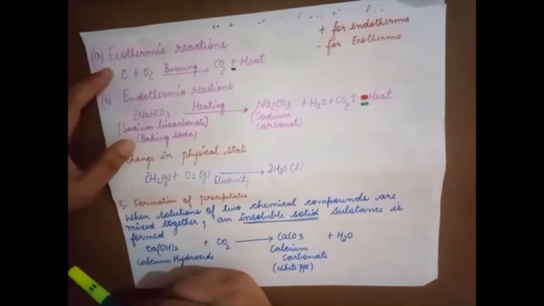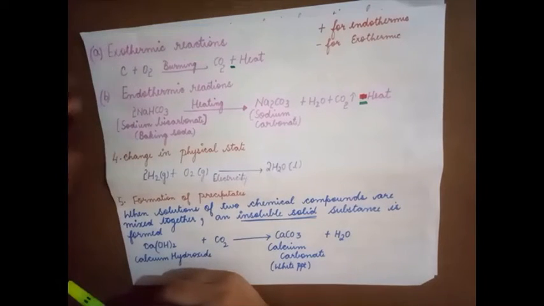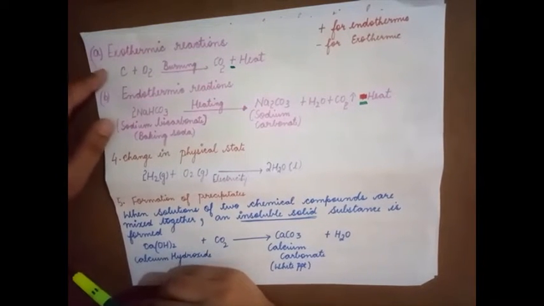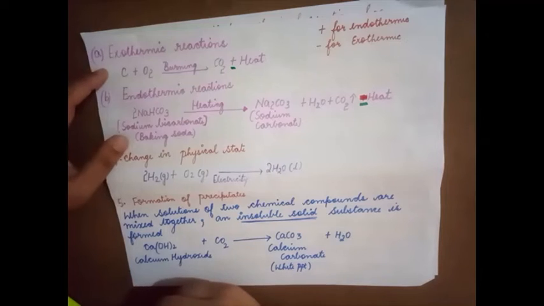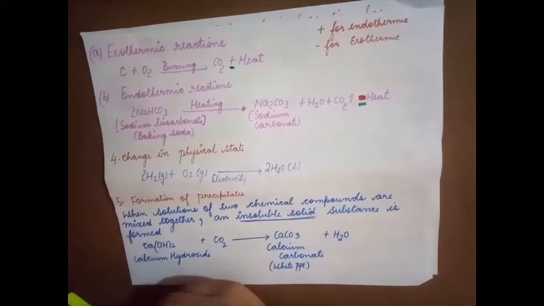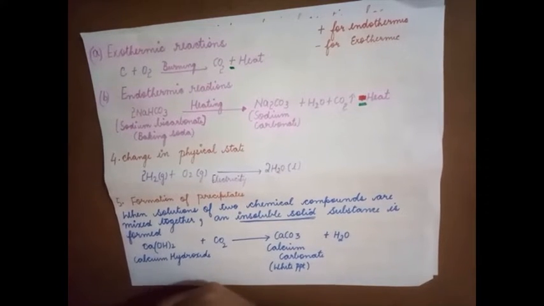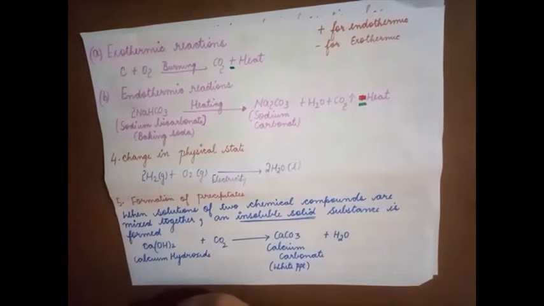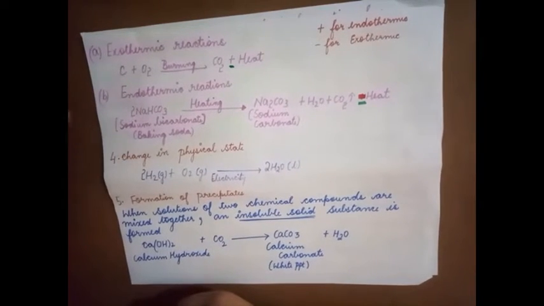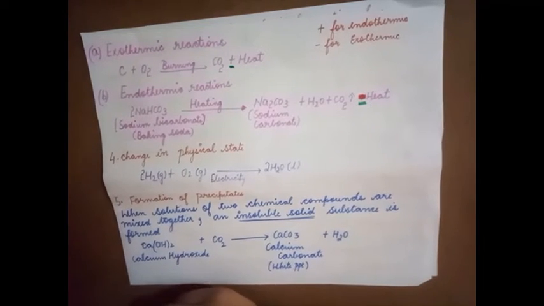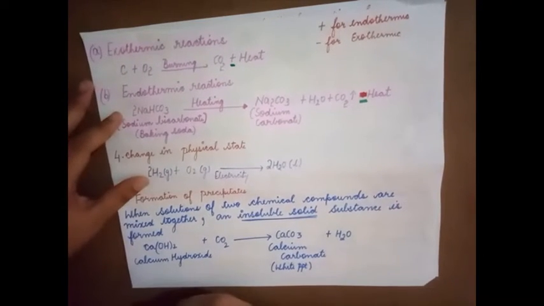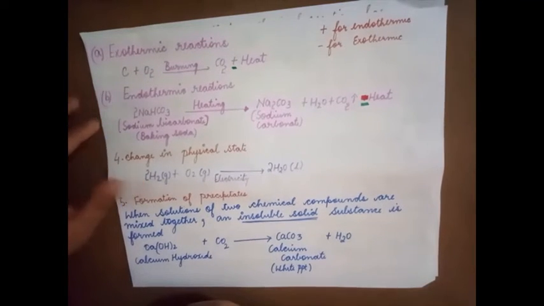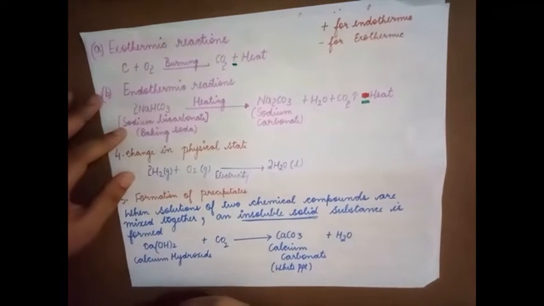And how can we find out that heat is being released or absorbed? Now, when you're carrying out these processes in a test tube, the test tube will be warm when exothermic reactions are happening. Since the heat is being released outside, the test tubes will be hot. Whereas in an endothermic reaction, the test tubes will be cold because the heat is being absorbed. So this way we can find out whether it's an exothermic or an endothermic reaction.